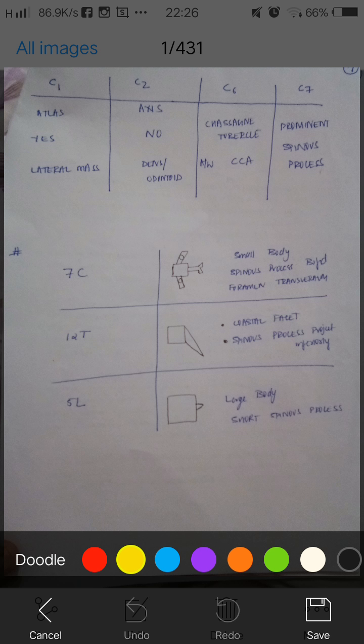Now C6 has the Chassaignac tubercle, which we all know is related to the common carotid artery. Chassaignac tubercle with the common carotid artery, that is in C6. And in C7, one important feature you have to know about C7 is the prominent spinous process.